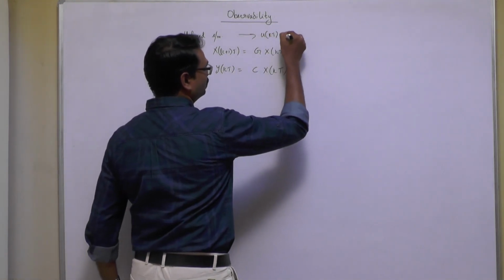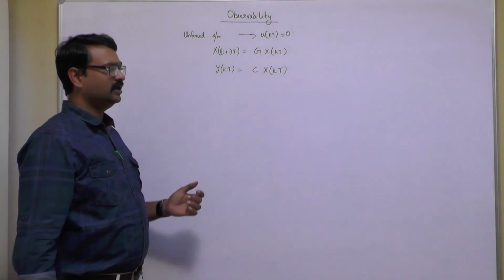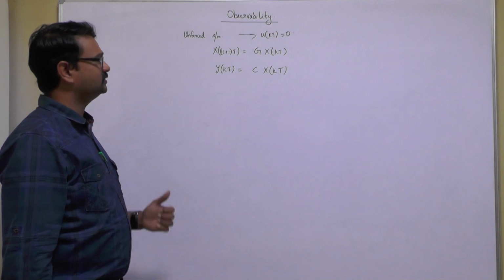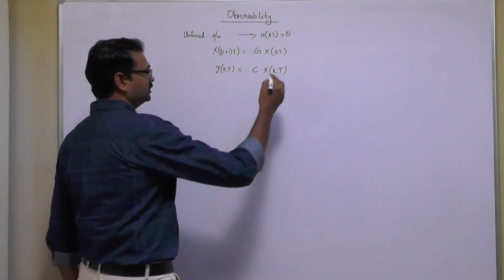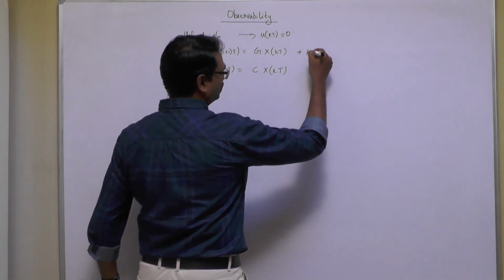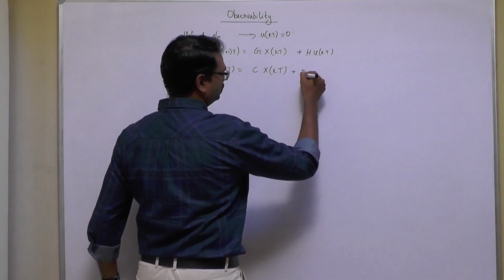0. U of kt is 0. That is, you are not applying any input to this system. Why? What is the need for us considering an unforced system? For example, if we consider a system h into u of kt and d into u of kt.